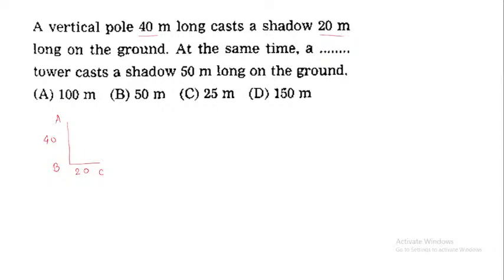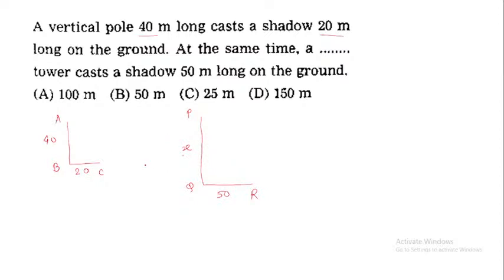At the same time, it is given that there is one tower also. So let us have another segment PQ which denotes the tower and which casts a shadow of 50 meter. Let us consider QR is the shadow of that tower, which is 50 meter. The question asks what would be the height of that tower. That means we have to find PQ. So let us consider PQ as X.